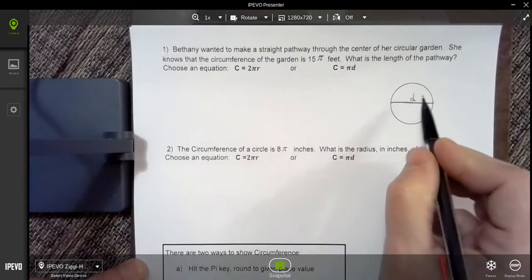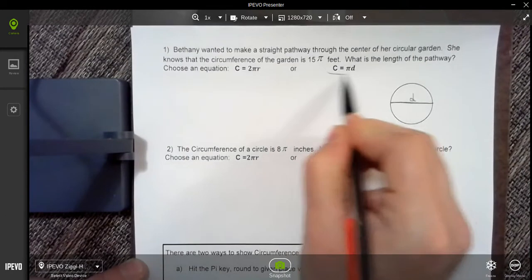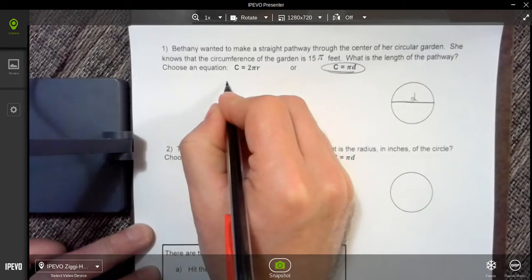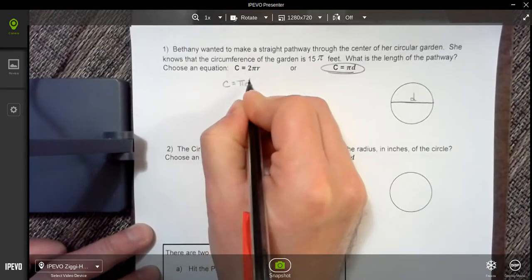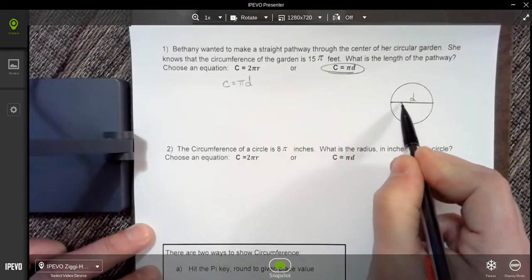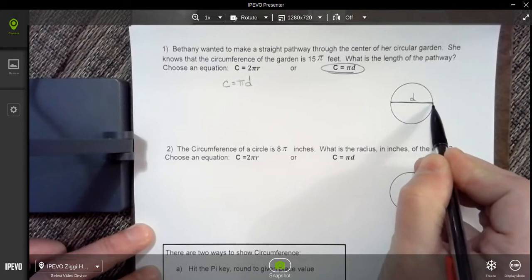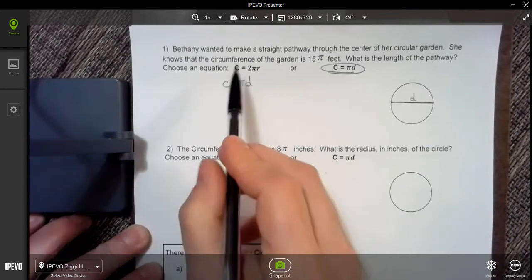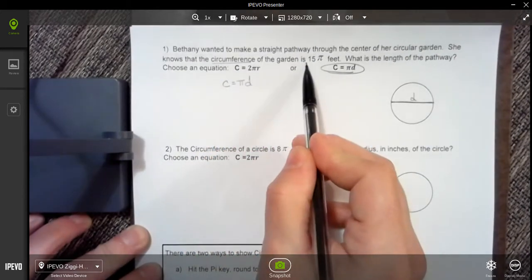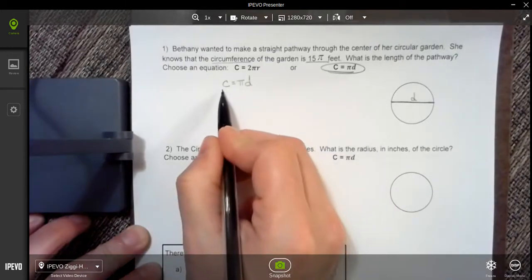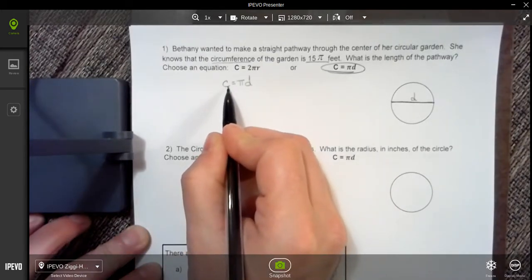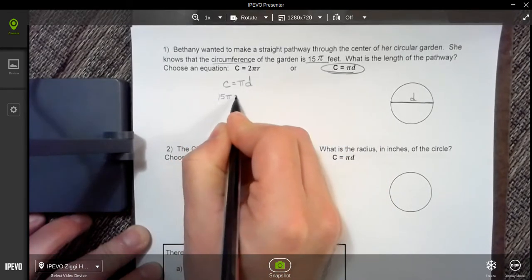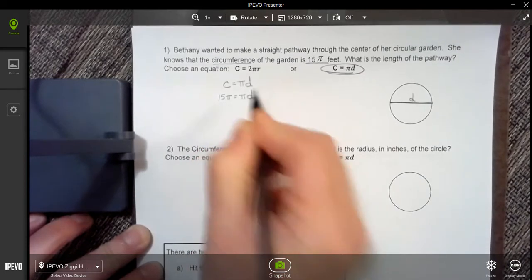And so since we're using the diameter here, we're going to end up using this formula for this example, c equals pi d. So I'm going to rewrite my formula, c equals pi d. And we're trying to figure out what the length of this pathway or the diameter is going to be. Well, in order to help us do that, we're going to have to substitute in a value that we know. And we were told right here that the circumference is 15 pi feet. And so instead of using c, I'm going to replace that value with 15 pi. 15 pi is equal to pi times d, the diameter.